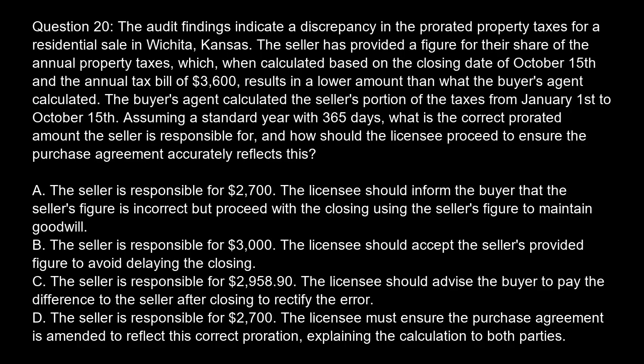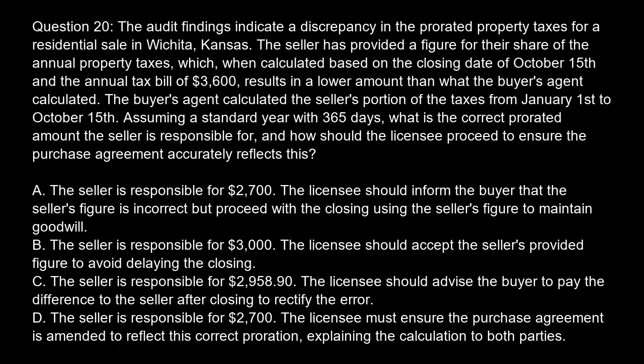Question 20. The audit findings indicate a discrepancy in the prorated property taxes for a residential sale in Wichita, Kansas. The seller has provided a figure for their share of the annual property taxes, which, when calculated based on the closing date of October 15th and the annual tax bill of $3,600, results in a lower amount than what the buyer's agent calculated. The buyer's agent calculated the seller's portion of the taxes from January 1st to October 15th. Assuming a standard year with 365 days, what is the correct prorated amount the seller is responsible for, and how should the licensee proceed to ensure the purchase agreement accurately reflects this?